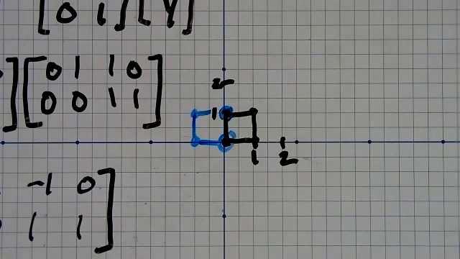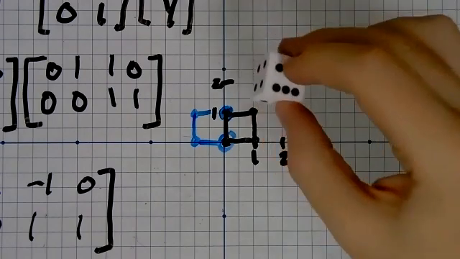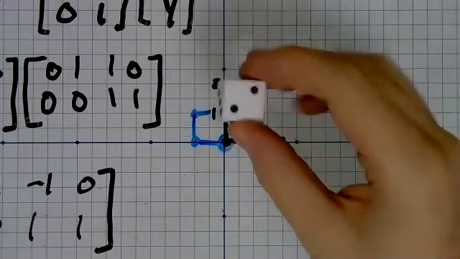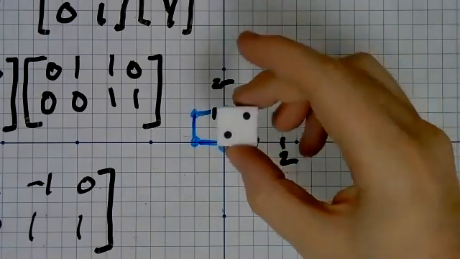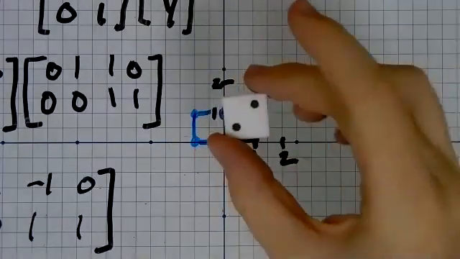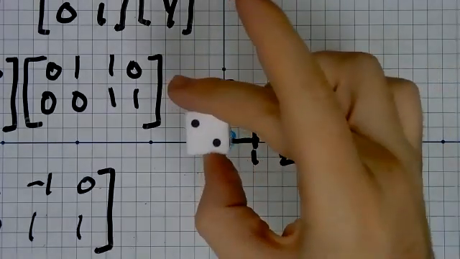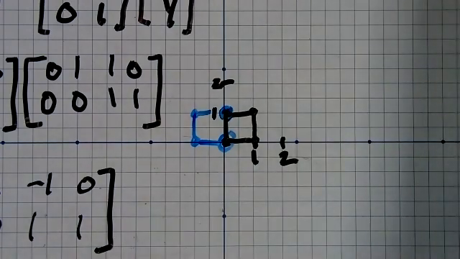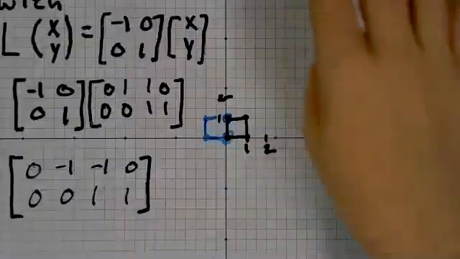So it looks like it reflected, but are we sure? Because remember that yes, this could be a reflection, like going from this to this. But it also could have been a rotation, going like this. Either way, it will give us a very similar looking result. So we need to figure out how to tell if this is a reflection or a rotation.